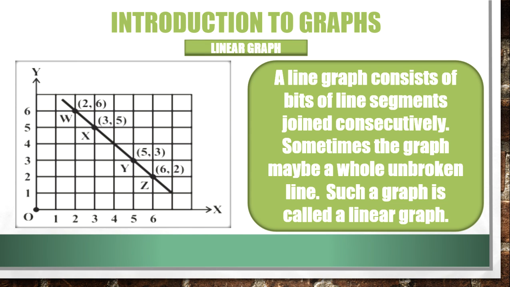We also have a type of graph called as linear graph. Linear graph is also a type of line graph, but here you can see that the graph is an unbroken line. It is an unbroken line. Such a graph we called as linear graph. So you can see the points are plotted (6, 2), (5, 3), (3, 5) and (2, 6). The first one is taken on x-axis, the second one is taken on y-axis. And after joining all the points, we get a straight line here. That's why we call it as a linear graph.